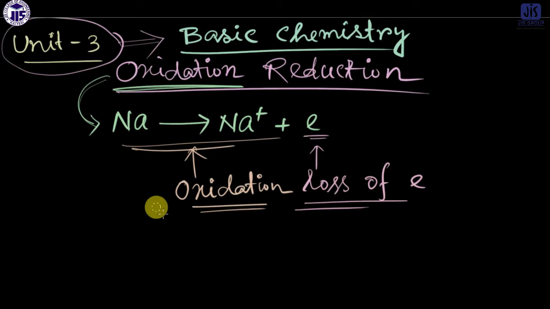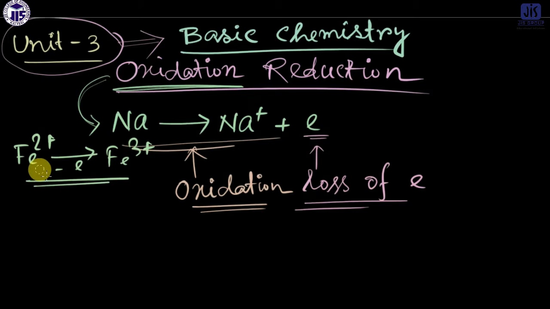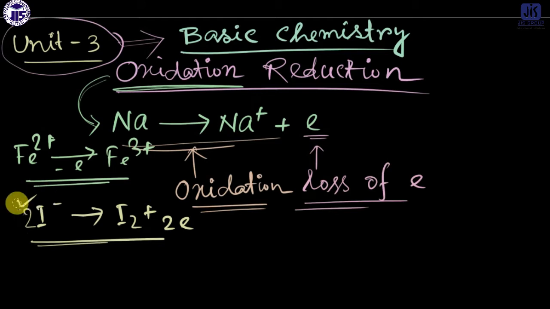This is applicable not only for neutral atoms, but for any ions also, in fact cations also. Like if we take the example of Fe2 plus, if Fe2 plus loses one electron, Fe3 plus will form. It is also applicable for anions. Like if you take 2I minus, after losing electrons, it becomes I2 plus 2e. For balancing purposes, the 2 is included.